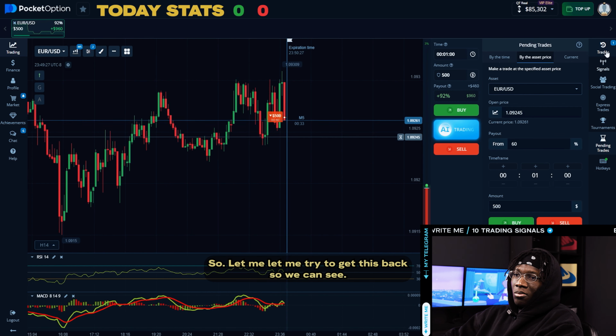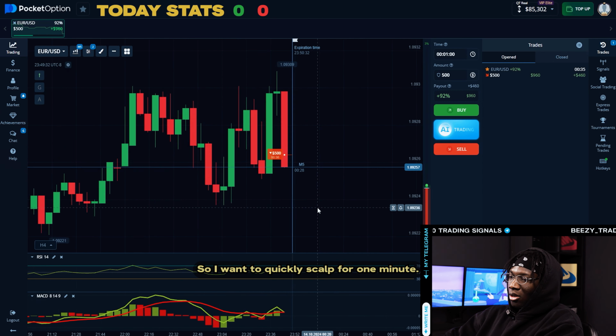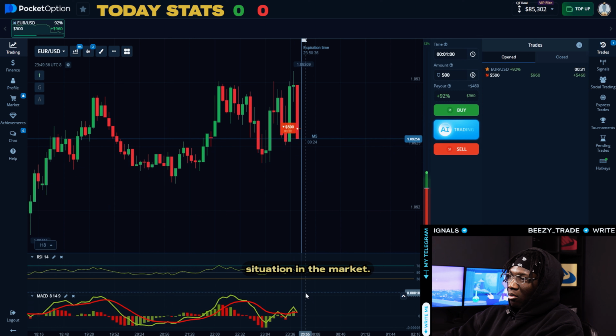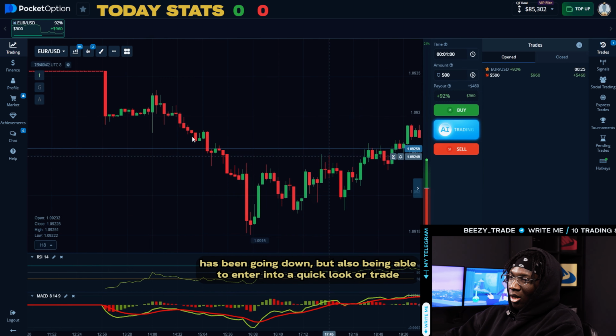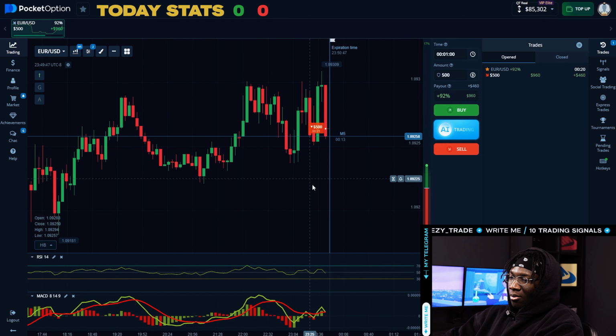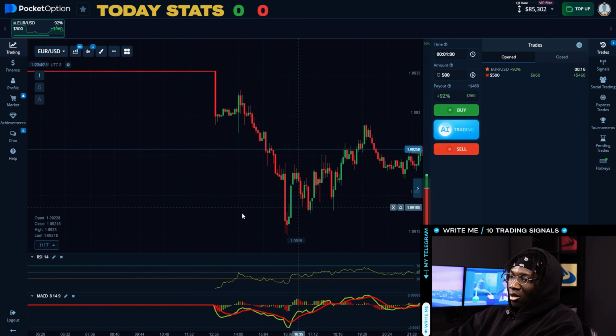Let me try to get this back so we can see, right. All right. So I wanted to quickly scalp for 1 minute, just seeing that situation in the market. So we know, just based on looking and seeing how the market has been going down, but also being able to enter into a quick little trade based on what the indicators are showing and just what I could see on the charts, it's definitely something.